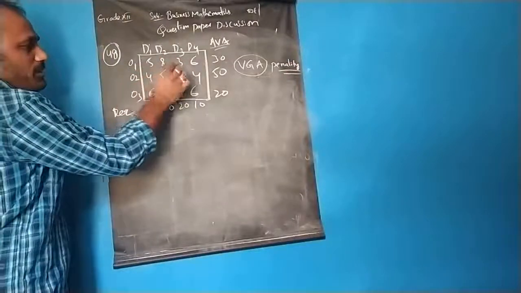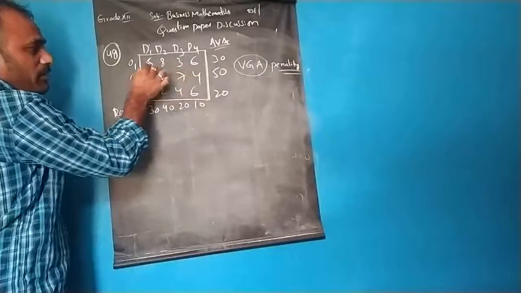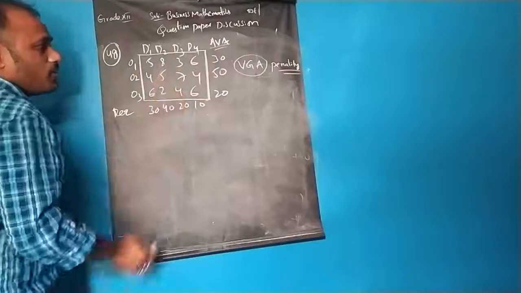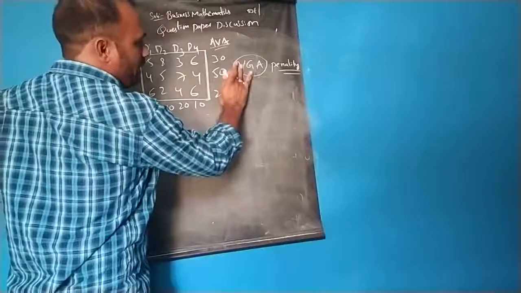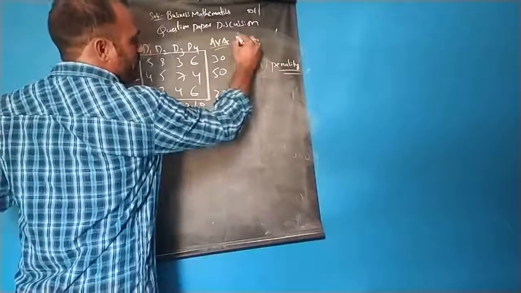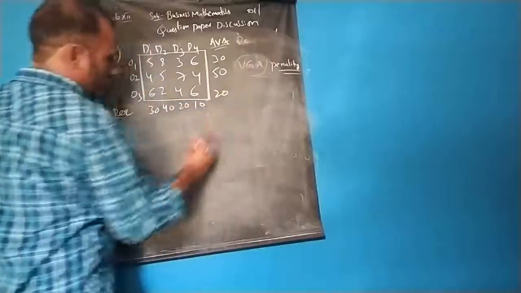So in this case, what is the smallest number here? 3. The next highest number will be 5. 5 minus 3, the difference is 2. So the penalty will be 2. Let me write the penalties here. Okay, let me draw it.